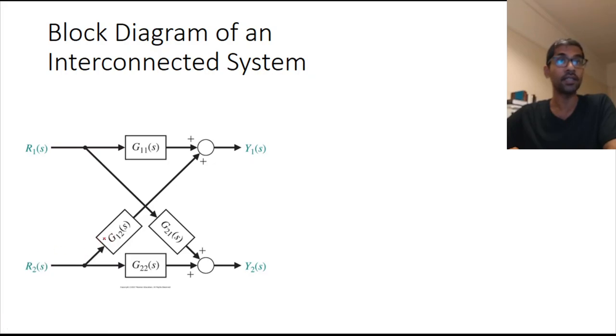So let me get a pen here. Okay, so what you get here is basically R1 times G11. And similarly, you can find out the value that you're going to get here, and that is going to be R2 times G12. Now, if you add R1 G11 and R2 G12, you get Y1. And similarly, you can get Y2 as well.